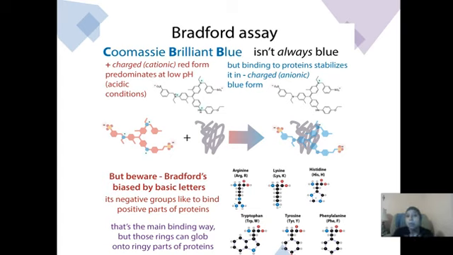Now, it is more biased towards the basic residues because, again, it's working under acidic conditions and it's normally positively charged. So it's more likely to bind to arginines, lysines, and histidines in your protein samples. Different proteins are going to have different ratios of those particular amino acids. So you can imagine, some proteins are going to be obviously more represented within it than others.